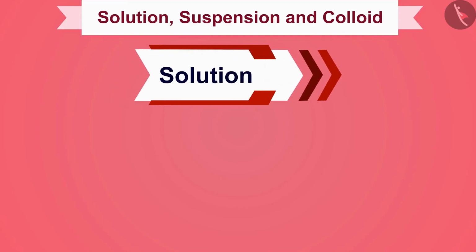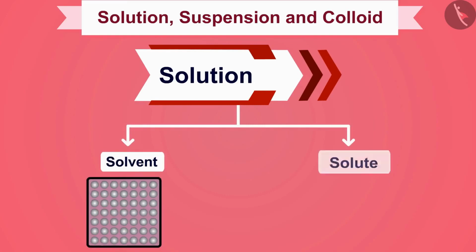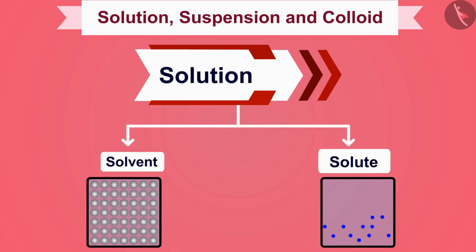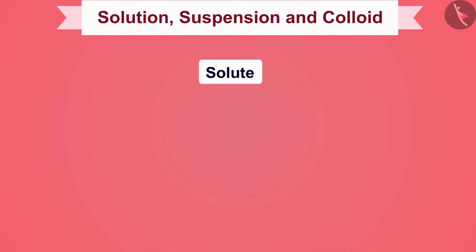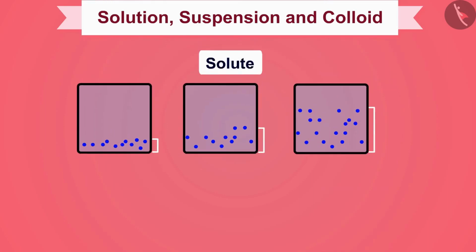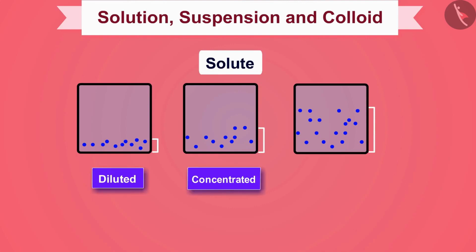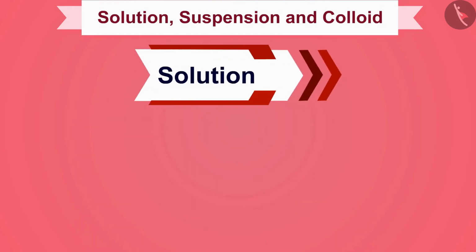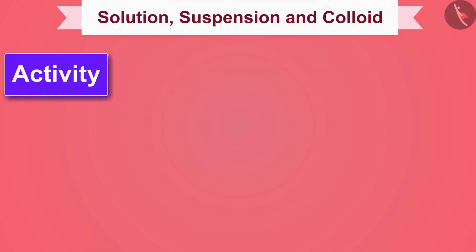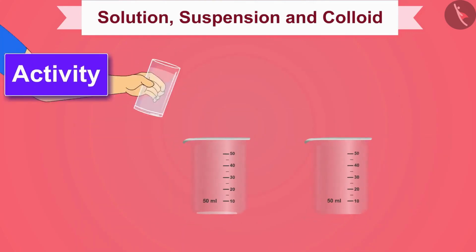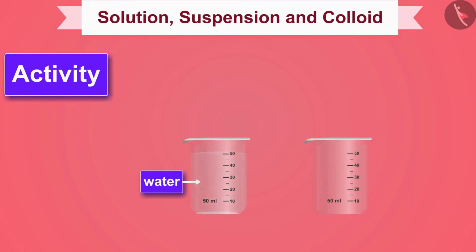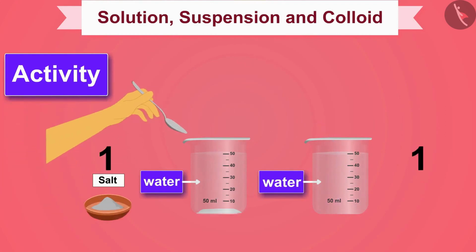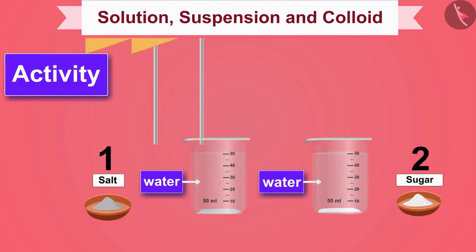Friends, you are aware that the solution contains different amounts of solvent and solute. Depending on the amount of solute present in the solution, it can be called diluted, concentrated, or saturated solution. Let us know about it through an activity. Take 50 ml of water in 2 separate beakers. Mix salt in one beaker and sugar in another and mix them well.